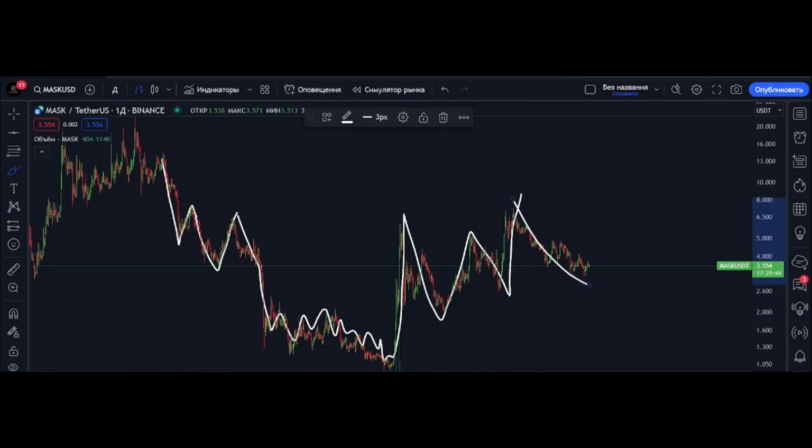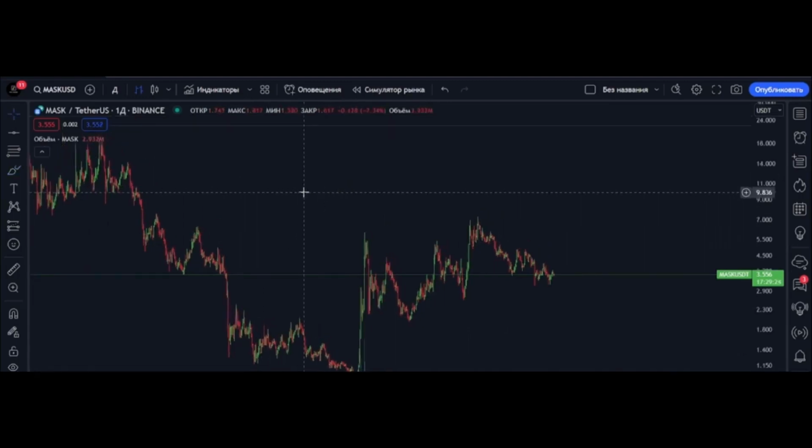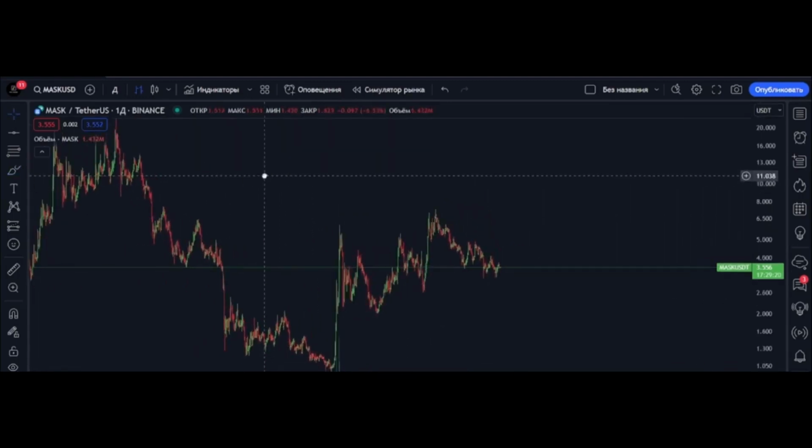Accordingly, market structure is the direction of price. That is, either we go down, we go up, or we go sideways. Accordingly, a trader must be able to trade in both trend and sideways. But I would like to say at once that it is always a little more difficult to trade in a sideways situation than when the instrument is in motion.